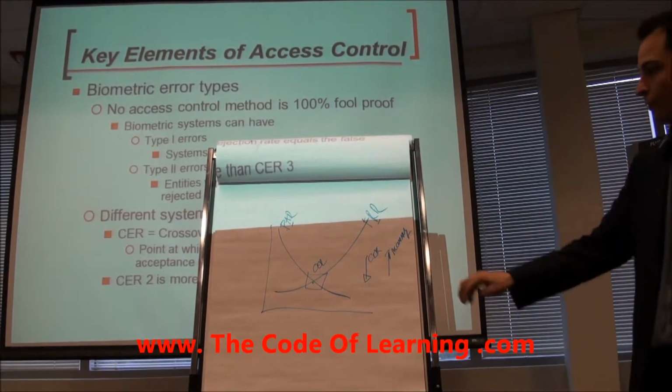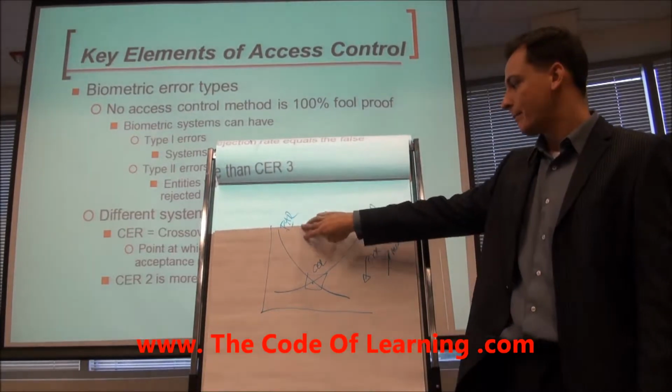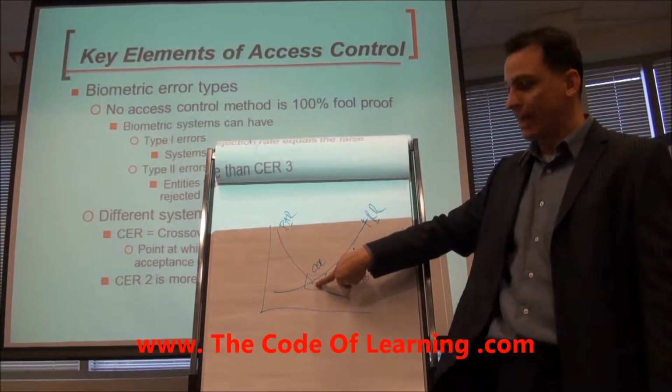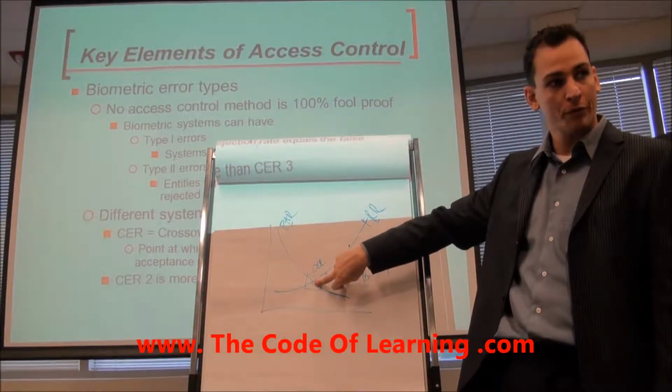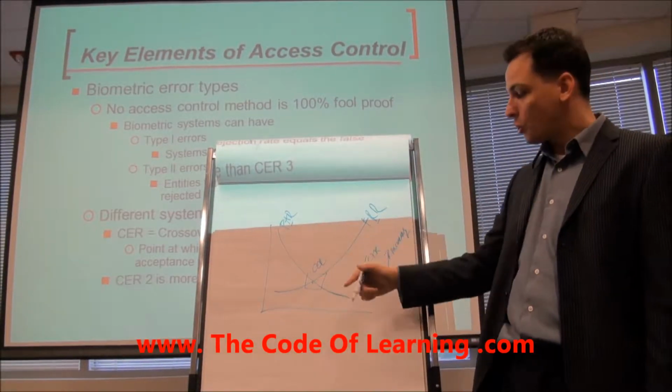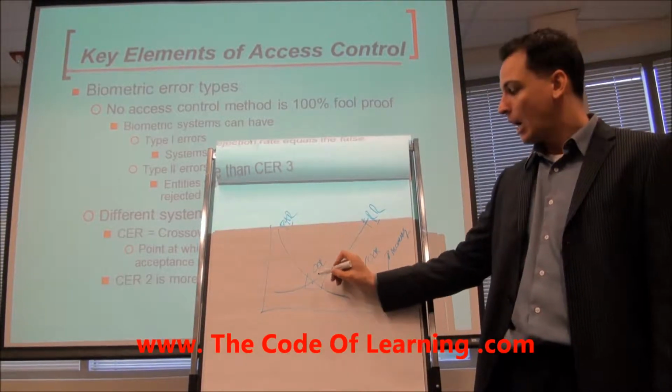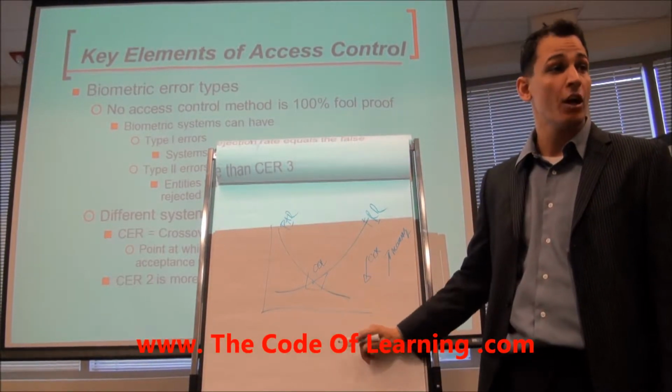What is that at the top? It's falsely accepting and falsely rejecting. There's just two graphs here, and where that intersection meets, that's called the crossover error rate. So you can always measure the accuracy of the biometric system by the lower the CER number, the better.